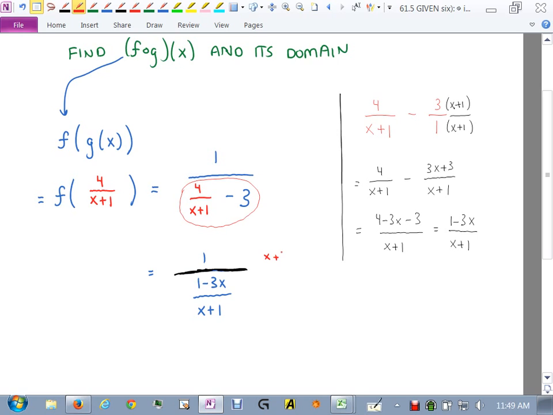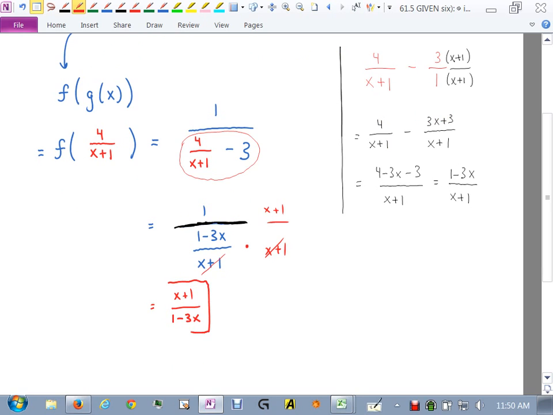I'm multiplying the top and bottom by x plus 1. Okay? When I multiply the x plus 1 on top, x plus 1 times 1, what do I get? X plus 1. When I multiply this across the bottom here, these two cancel. So it's like this is on the top up here, and it cancels out. So all you're left with is the 1 minus 3x. This is your functional composition right there.